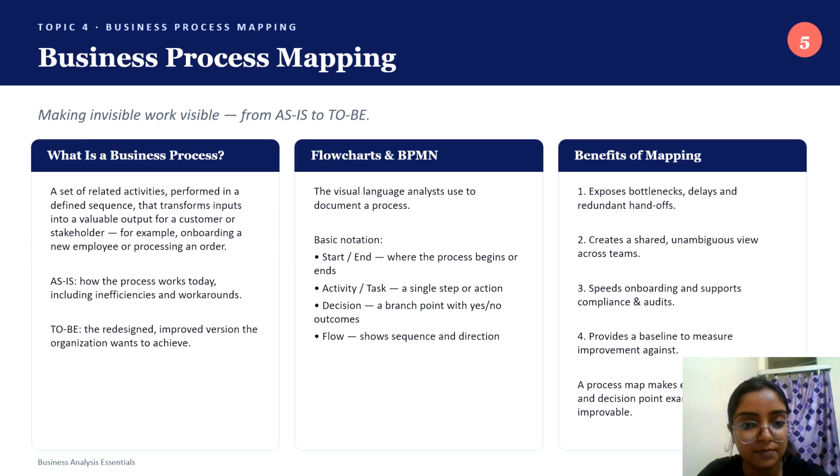Now going to the next topic, that is business process mapping. A business process is a series of activities that helps to complete a business task. Business process mapping shows how work is done. There are two types of processes, as-is, the current process, and to-be, the improved processes. Business analysts use flowcharts and BPMN diagrams to show these processes. Process mapping helps identify delays, improve workflows, and make work more efficient.